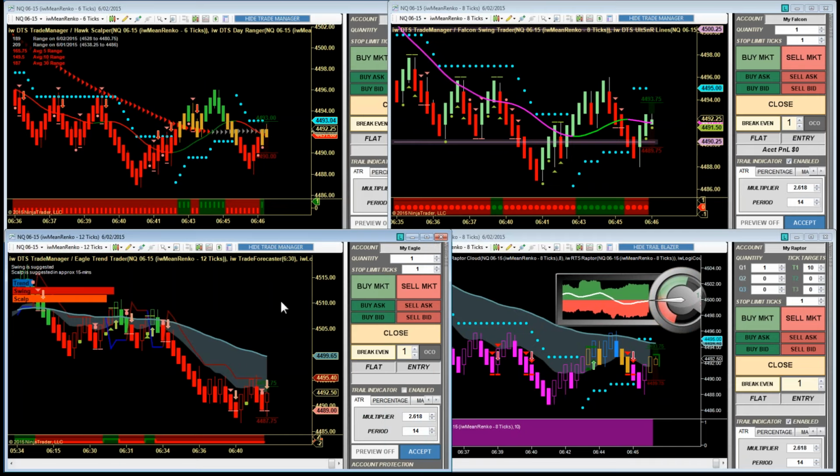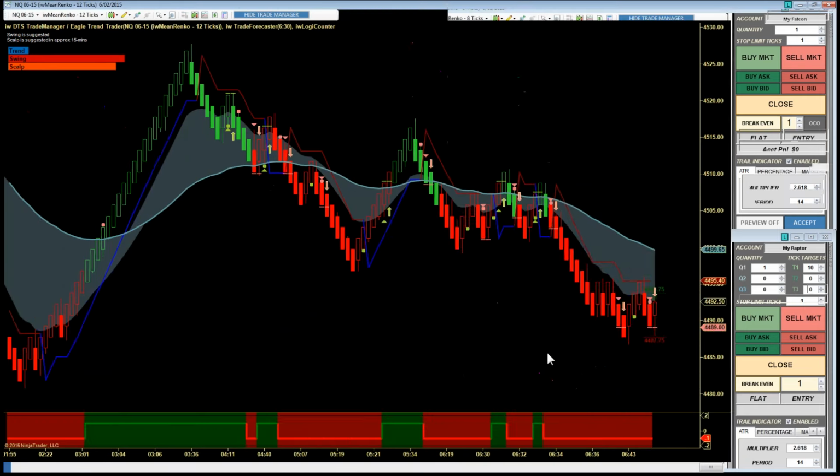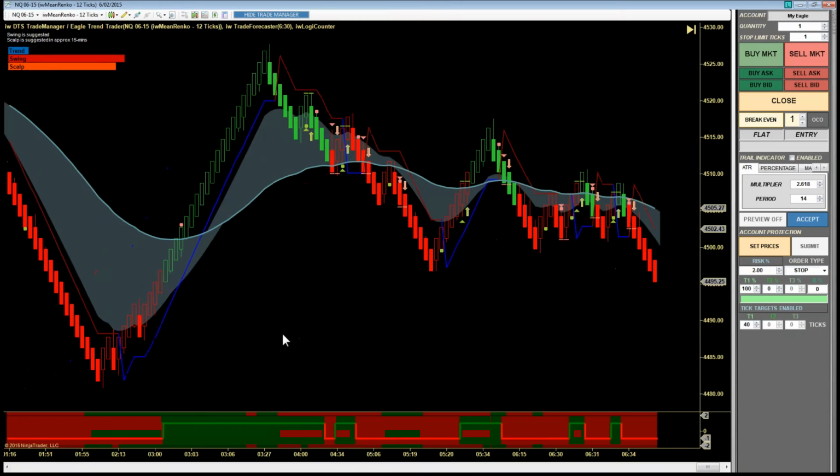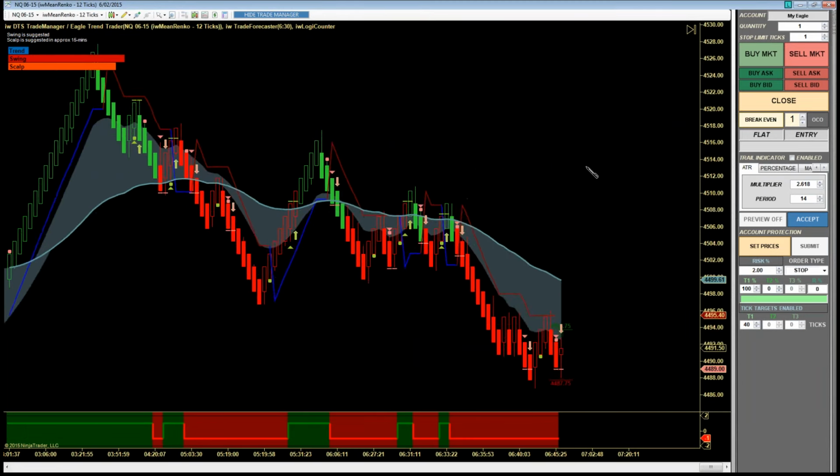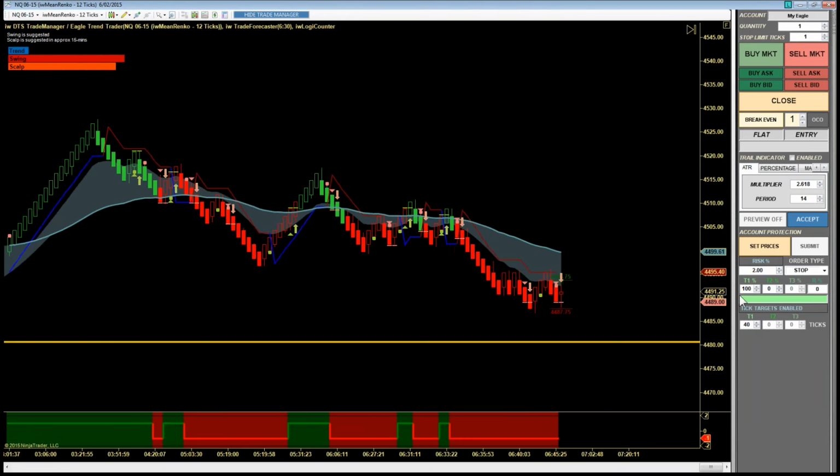Okay, we're back to the overnight lows, well, more or less. As you can see here on the Eagle, this is where the market bottomed out. And we're just hovering above that.